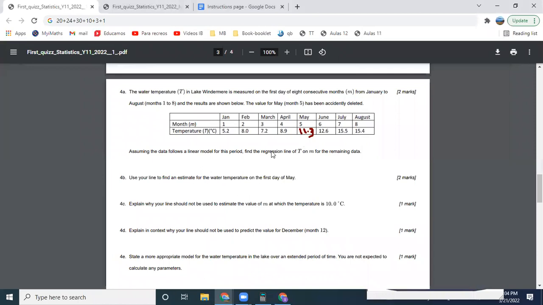Perfect. So explain why your line should not be used to estimate the value of M at which the temperature is 10 degrees. Well, since M is a discrete value, it doesn't make that much sense to calculate M from T, right? Because what happens if we get that M is equal to 3.5 or 3.6? What would our value of M be, right? So the equation we have is to calculate T from M, so this equation shouldn't be used for what we are asked.